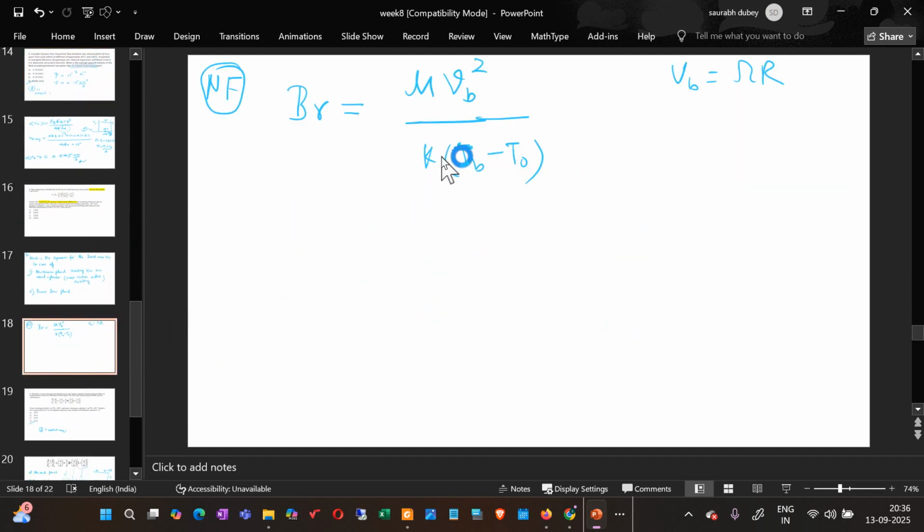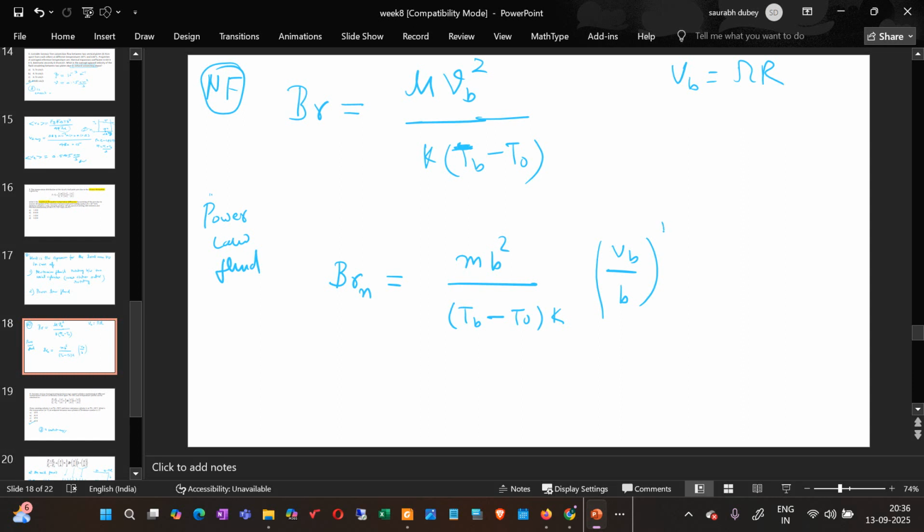Here. For the power law fluid, Brinkman equation is what? m b squared divided by k (delta T) minus T0, b by b to the power n plus 1. It is for power law. Okay, so that is the change that came up in the picture.